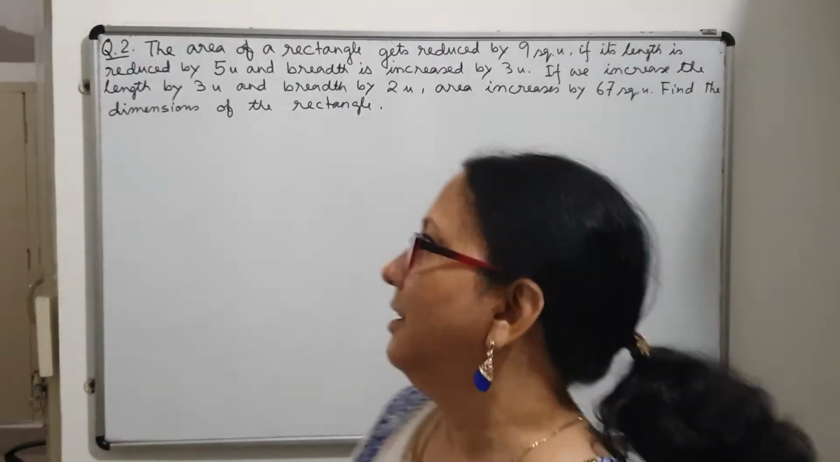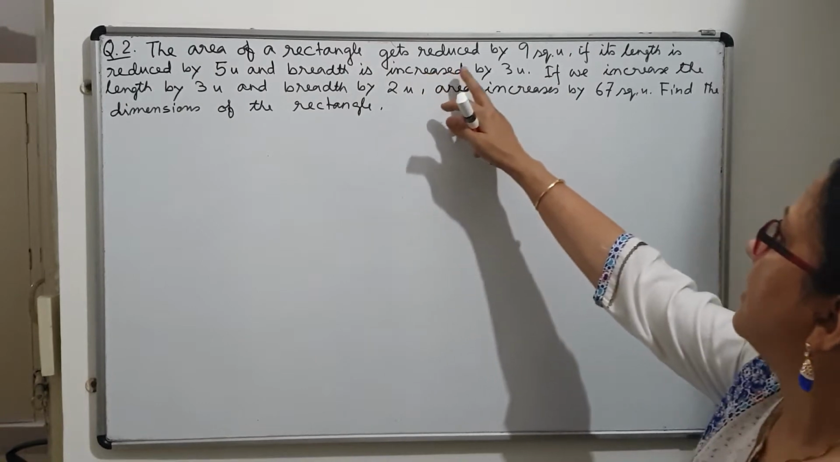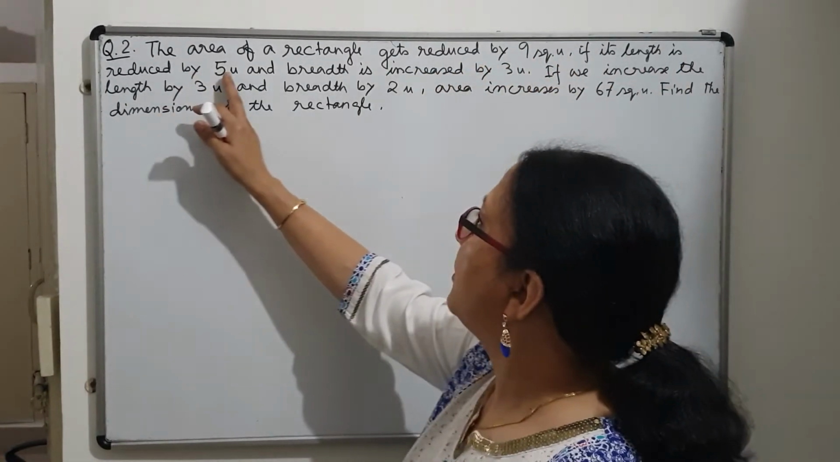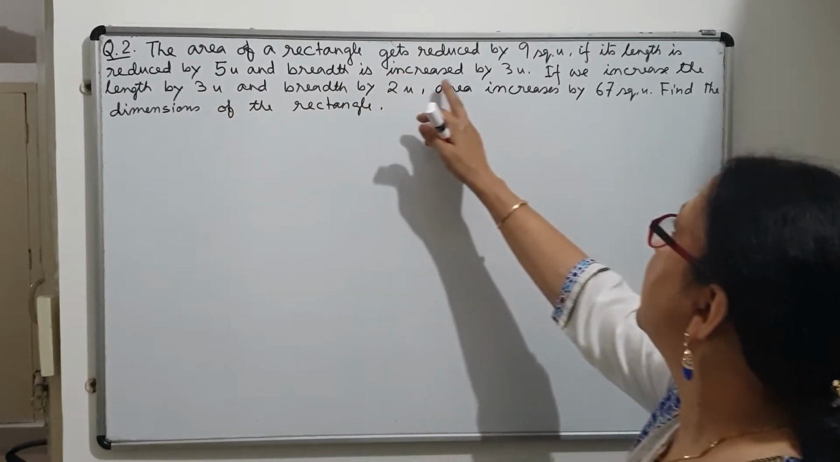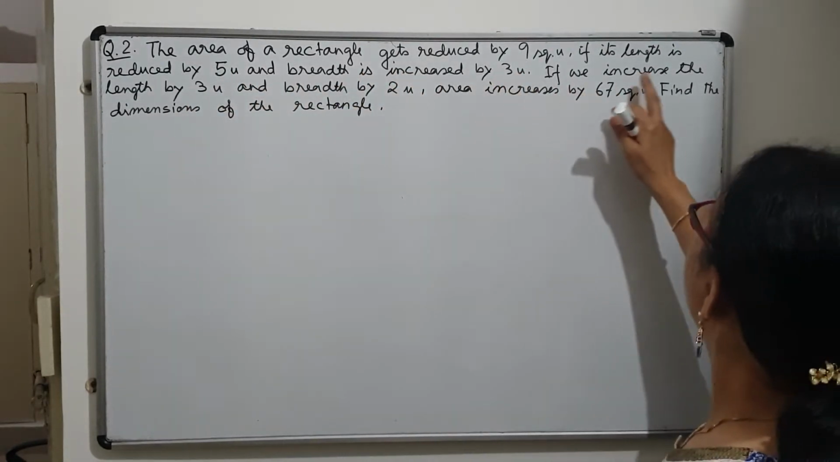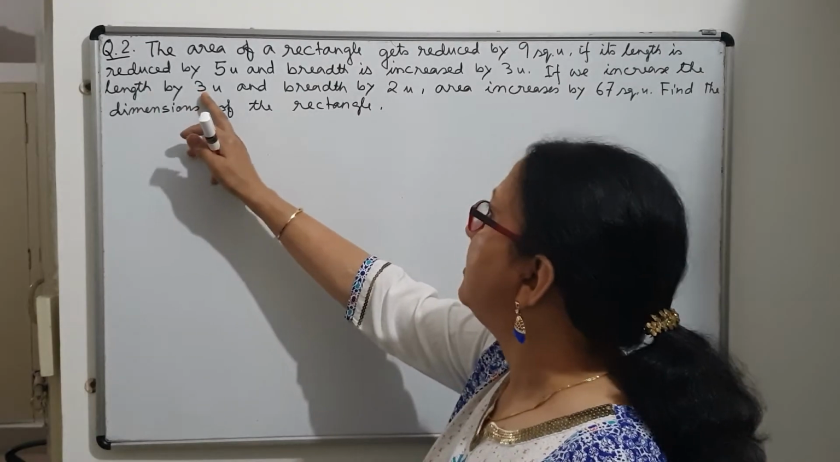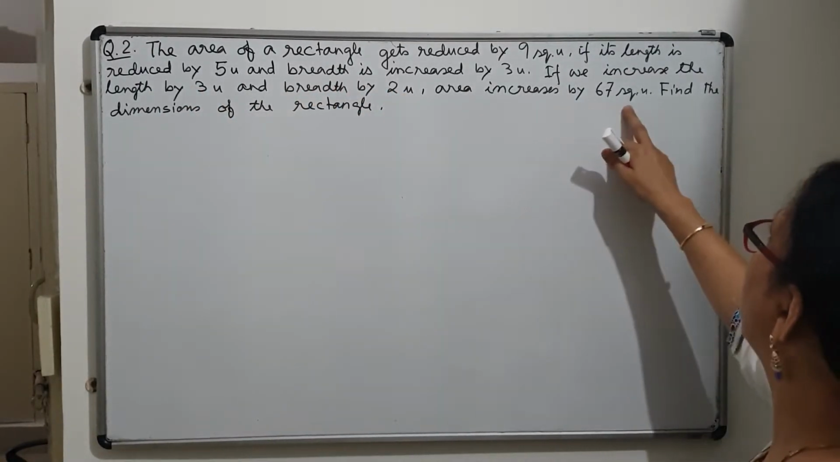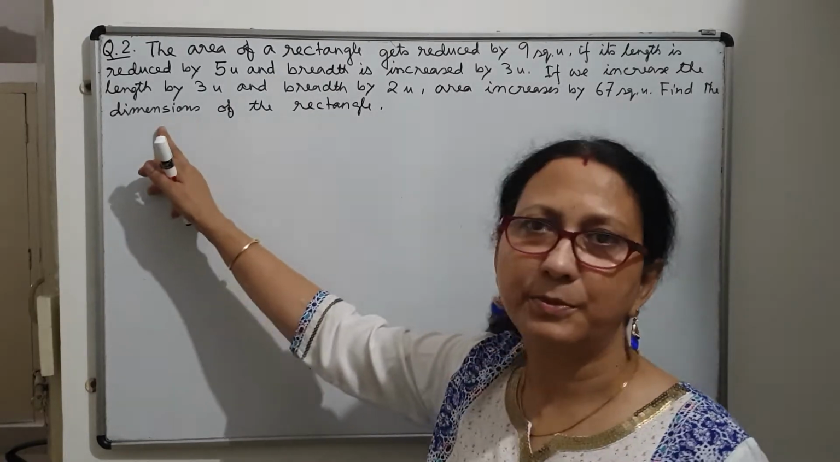Next question. The area of a rectangle gets reduced by 9 square units if its length is reduced by 5 units and breadth is increased by 3 units. If we increase the length by 3 units and breadth by 2 units, the area increases by 67 square units. Find the dimensions of the rectangle.